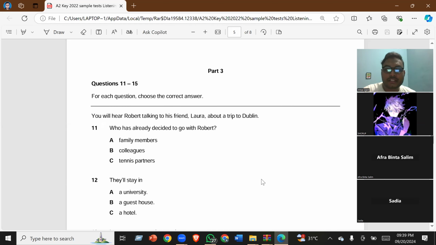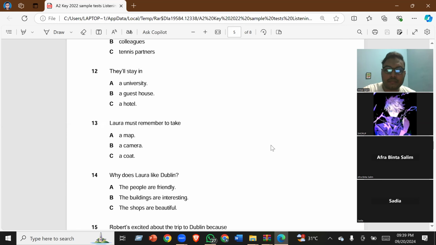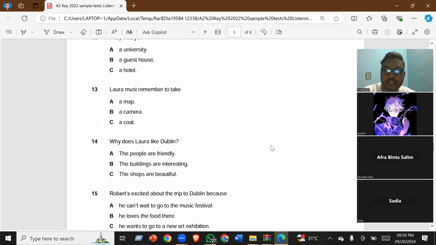And the next parts 3 and 4, these are all the same. You will hear the question, you will hear the options, and you have to identify the keyword. Suppose this is the keyword friendly, or this is the keyword beautiful, or this is the keyword interesting. So for these questions, you have to identify the keyword, because if you can identify the keyword, then your answers will be really easy, and you will have less time.